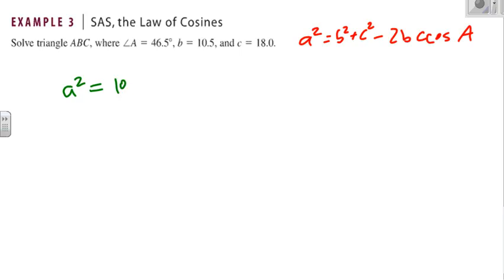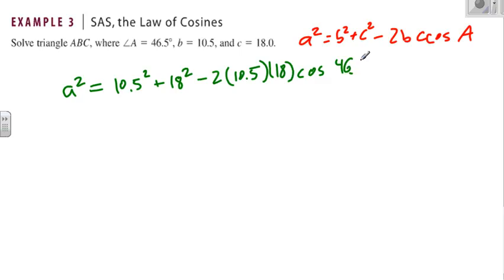10.5 squared plus 18 squared minus 2 times 10.5 times 18 times cosine of 46.5. It's a lot of work for the calculator.